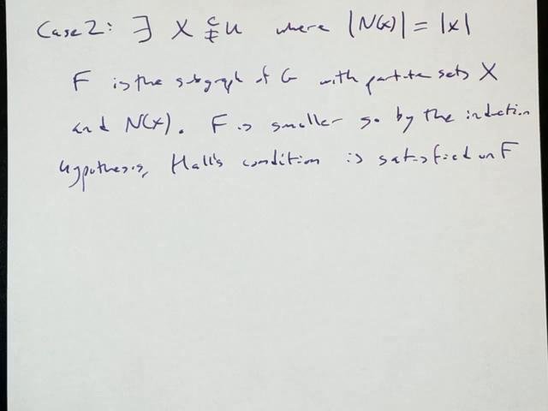You wrote down Hall's condition repeatedly on Friday. It's not up here. Show me in your notes what Hall's condition is. Number of vertices in the neighborhood of X is greater than. That's the if. What's the then? If the number of vertices is smaller than the neighborhood, then what?